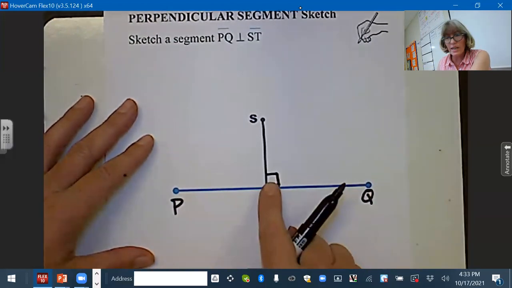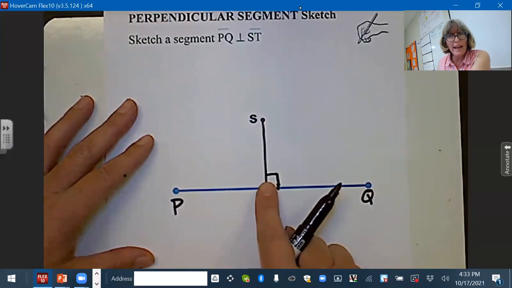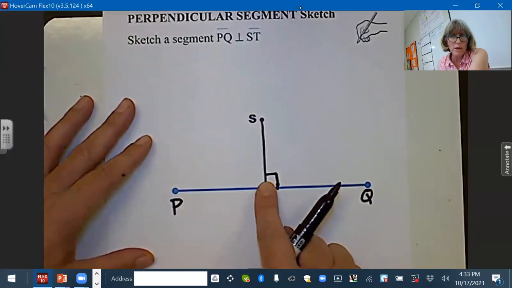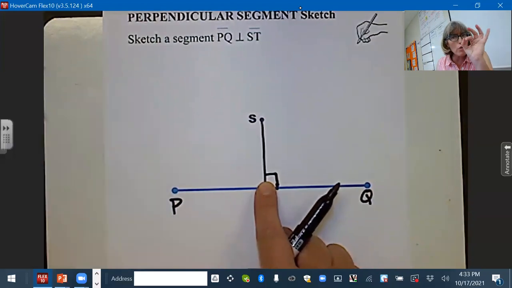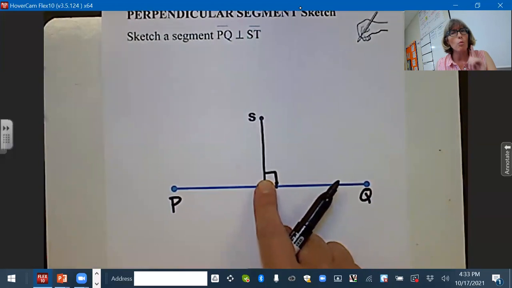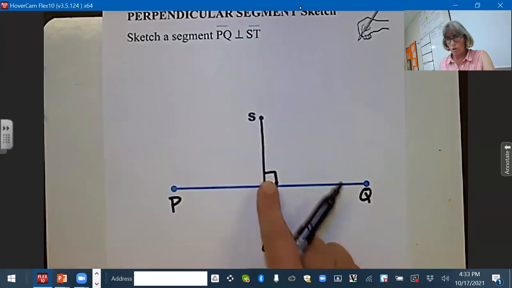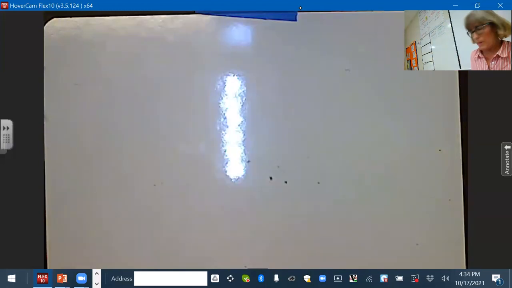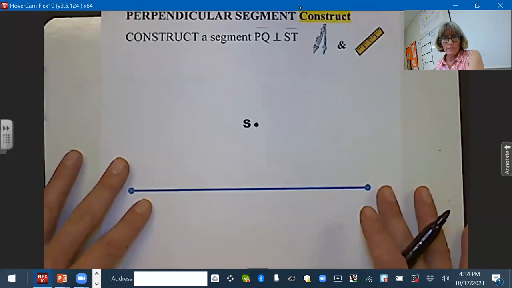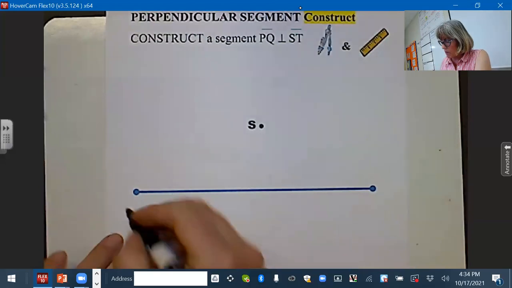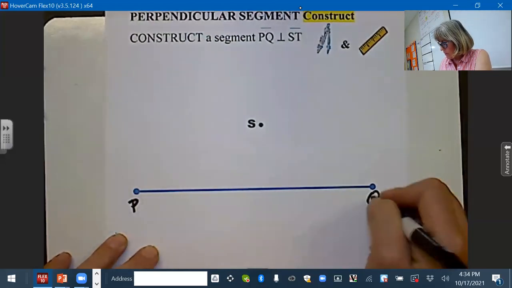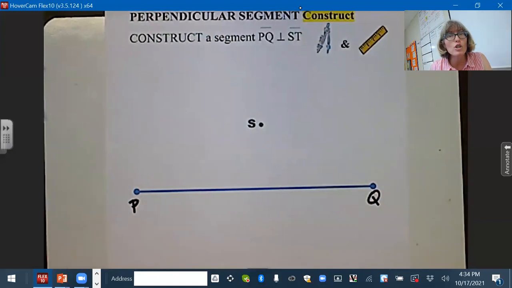But if I were to stick a protractor here, I could be a couple degrees off. It could be 87, it could be 91. So how do you get a perfect 90-degree right angle when you don't have a protractor? You can use a compass. How do you construct a perpendicular line?